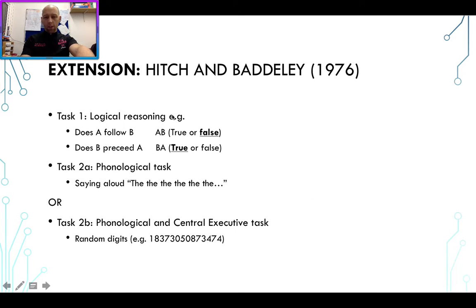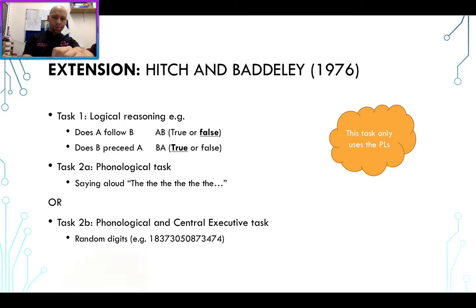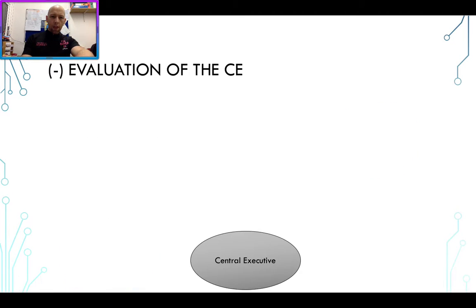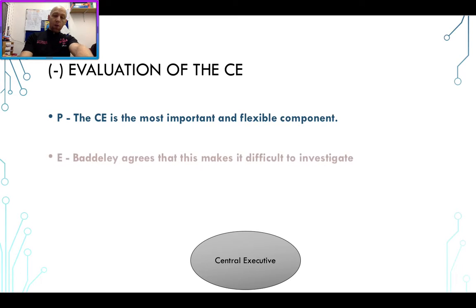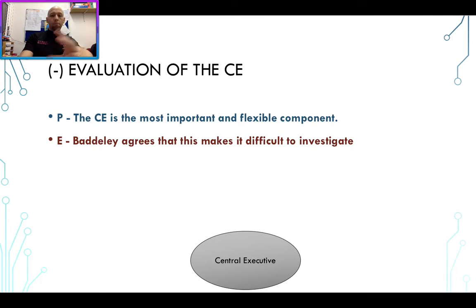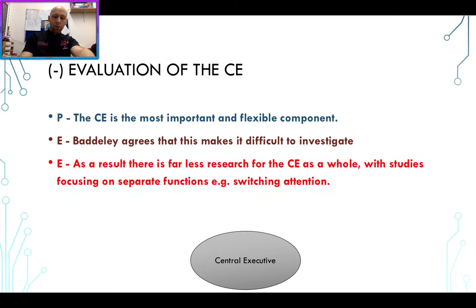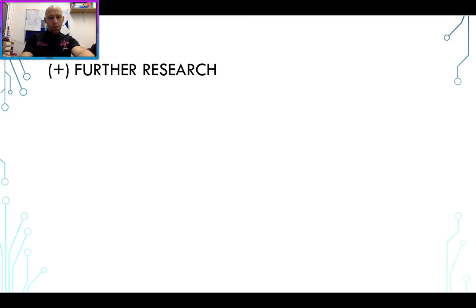This is an example of the task they were asked to do. Logical reasoning, does A follow B? You decide whether it's true or false. So there's some phonological processing, but some logical processing as well. Then, evaluation of the central executive. This is a slightly weaker point, but the central executive is the most important and flexible component. Baddeley agrees, so that it's very difficult to investigate. It's difficult to isolate it and test it individually.